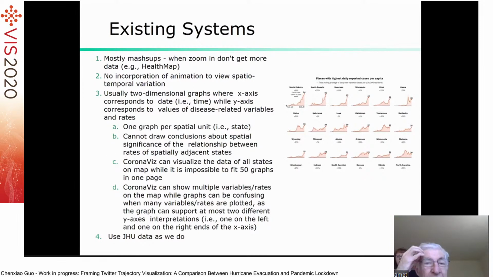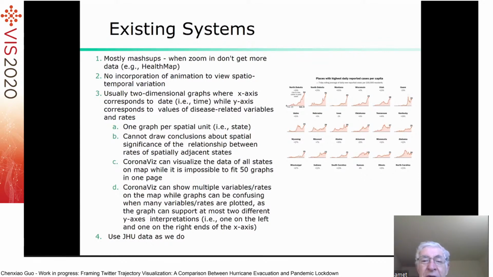All right, so the existing systems are mostly mashups, and when they try to look at spatial data, the point I'm trying to make is that when you zoom in, you don't get more data. And here is an example from the Washington Post or New York Times of looking at animated, time varying data. These are rates of, I think, per capita cases of COVID-19. And usually you have one graph per region or location.